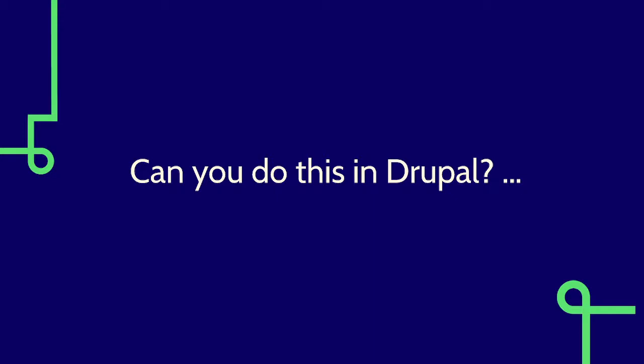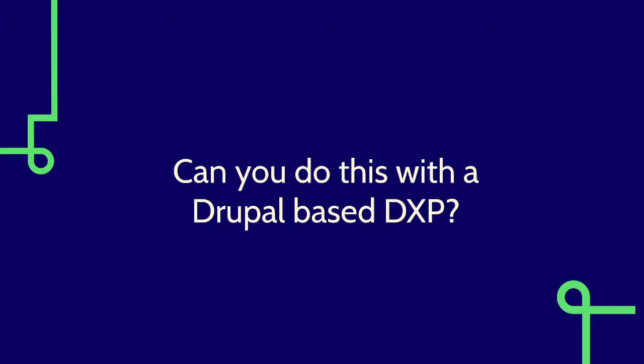For example, TripAdvisor, if you visit certain cities, they will keep sending you emails until you say, okay, I'm not interested in going to Germany anymore, please leave me alone. Can you do this in Drupal? No, you cannot. Drupal is too limited for this. But if you do it on a Drupal-based DXP, Drupal combined with a marketing automation tool and a CDP, then you can do it. And this is what we're going to do today.